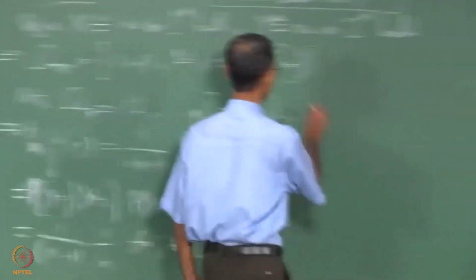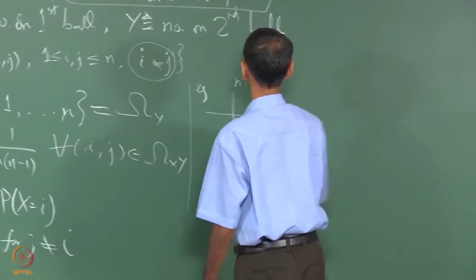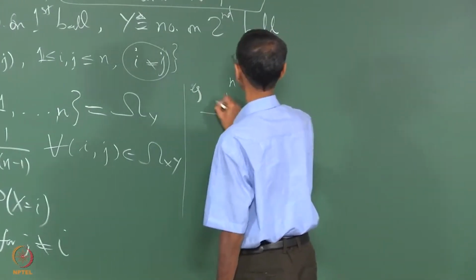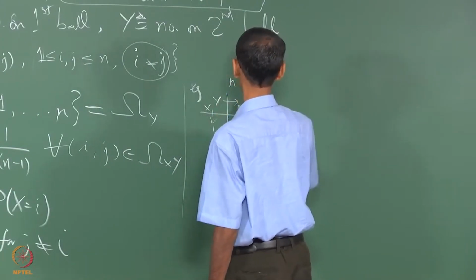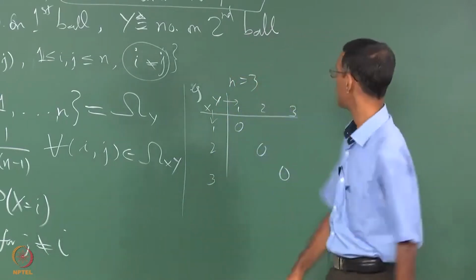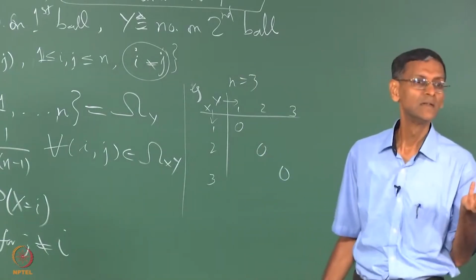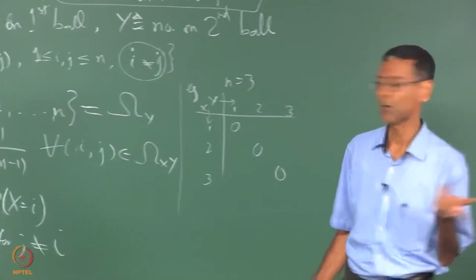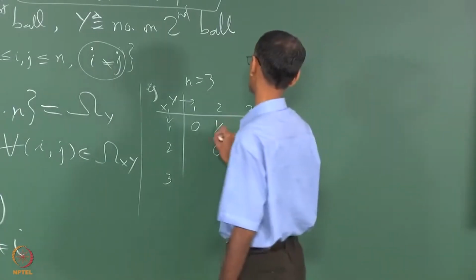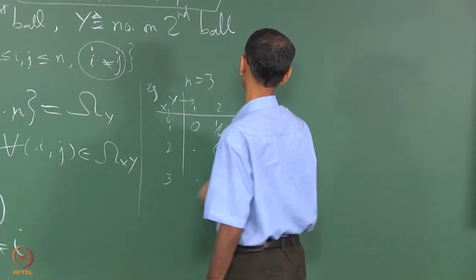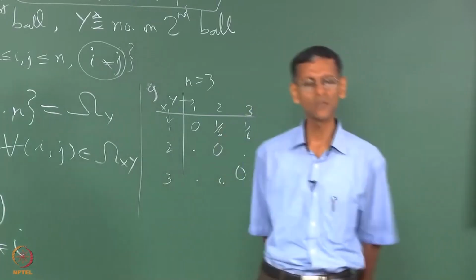So for example, if I take n equal to 3, I will get 0 0 0 on the diagonals. So this will be y, this will be x, x can take the values 1 2 3, y can take values 1 2 3. What will be the probabilities at all these points out here? Here I am going to put probabilities 1 by 6, and you have exactly 1 2 3 4 5 6 positions.